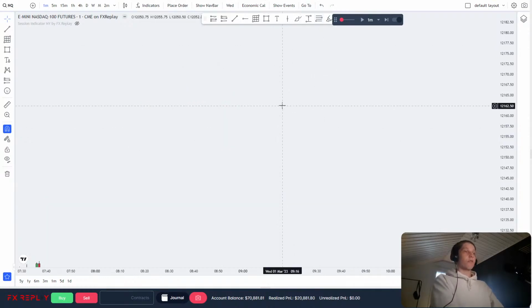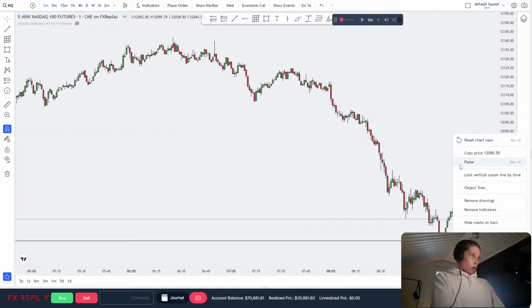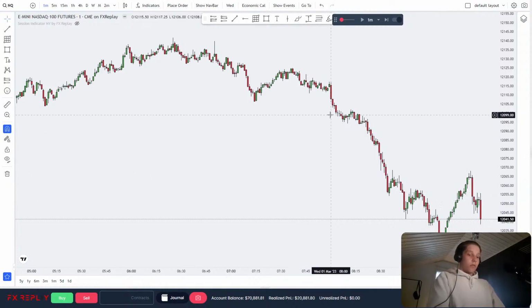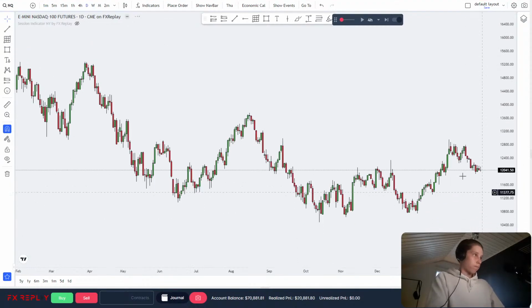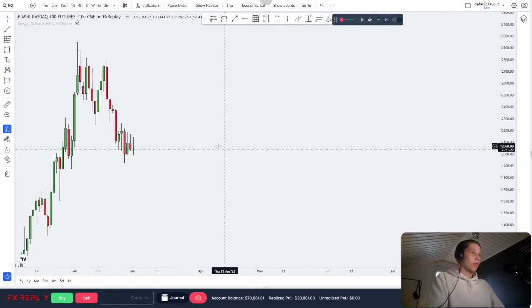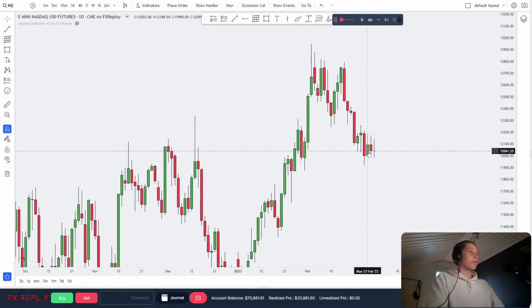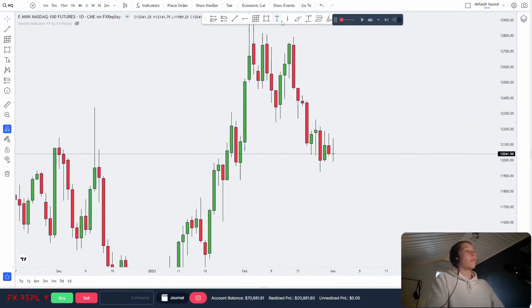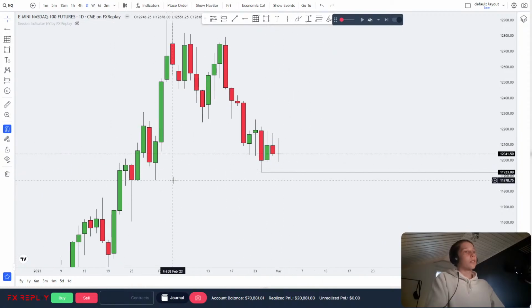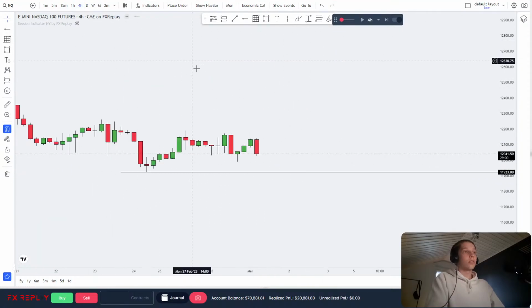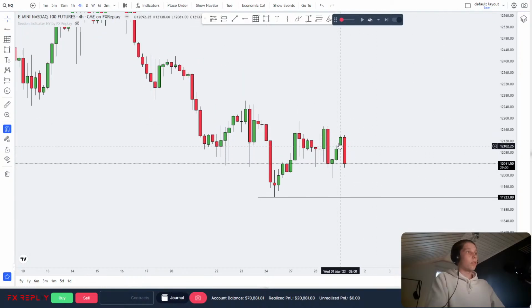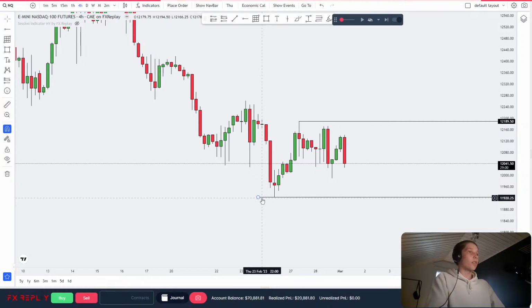Let's go to New York session. Remove drawings and let's see what we get here. Daily. So you can see how we've been consolidating inside of previous day ranges. So that's why we haven't been able to catch any big moves. It's gonna be bad. So you have to be careful when you're trading in so small a range.